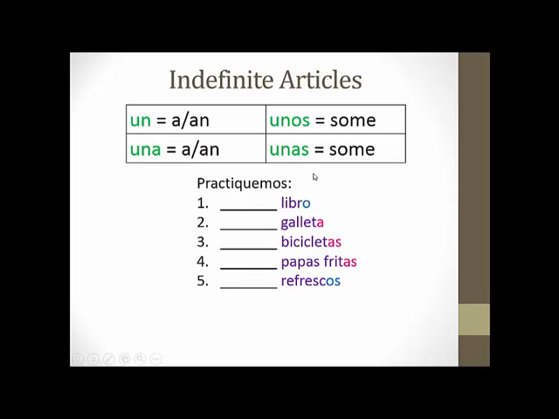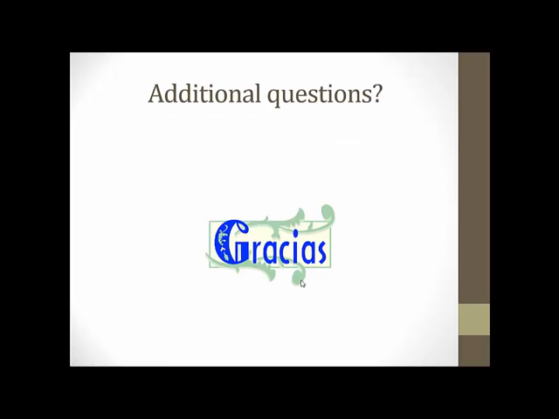Papas fritas is also plural and feminine, therefore unas papas fritas. We're just matching them up. Unas papas fritas means some French fries. And finally, refrescos. Again, we have plural and masculine. So this time we'll choose unos because unos is masculine and plural. Unos refrescos means some soft drinks.